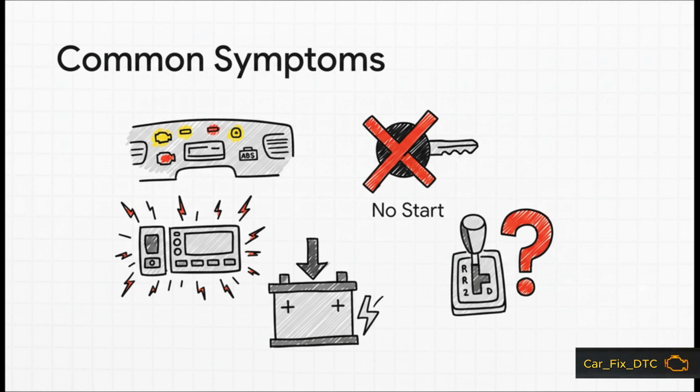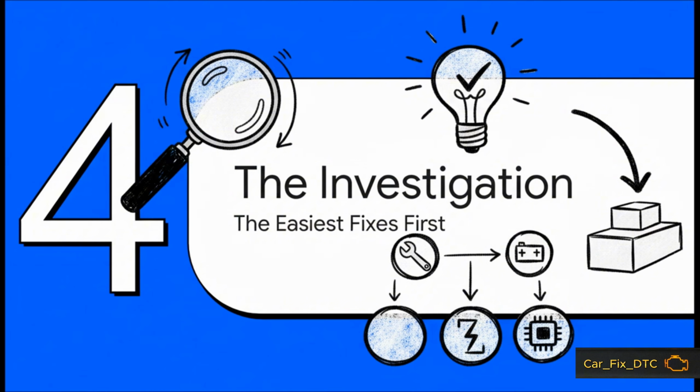You could also notice the very things the BCM controls are just acting weird. Windows that won't go down, locks going haywire, or a radio that seems to have a mind of its own. It can even cause a really annoying battery drain because the modules aren't shutting down properly. Okay, now for the good stuff.